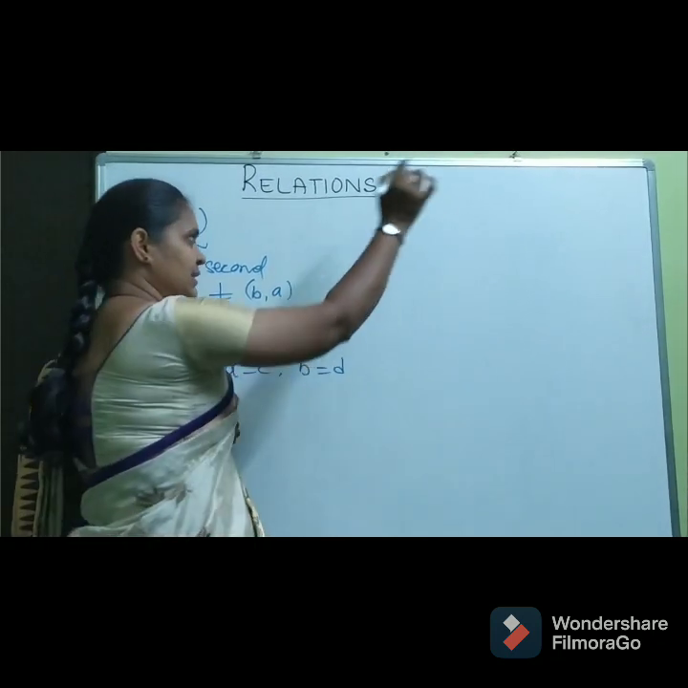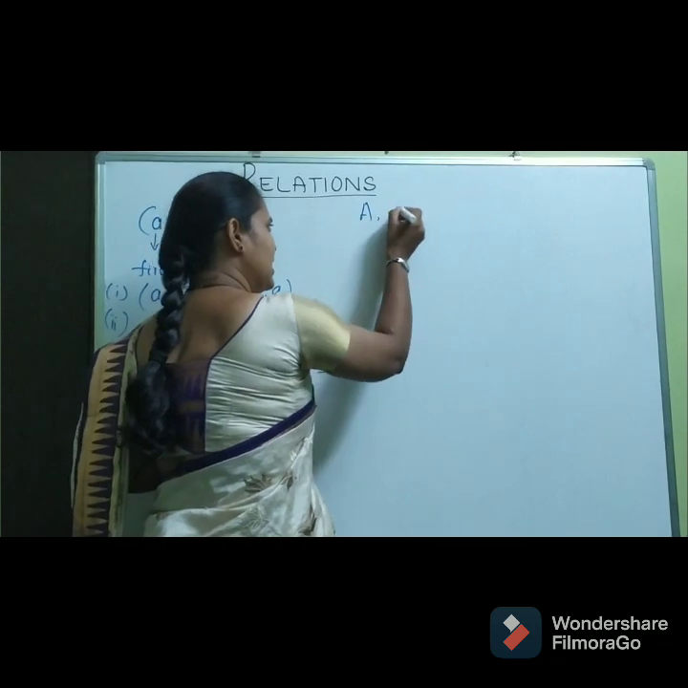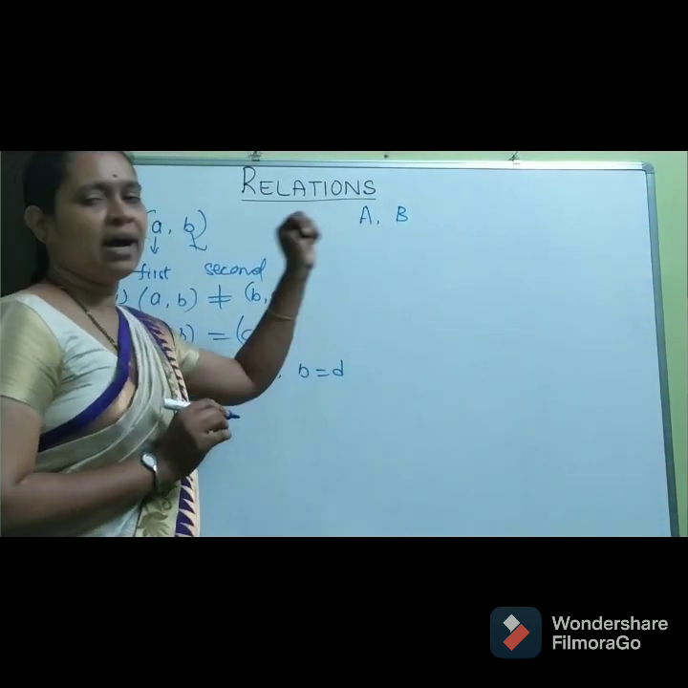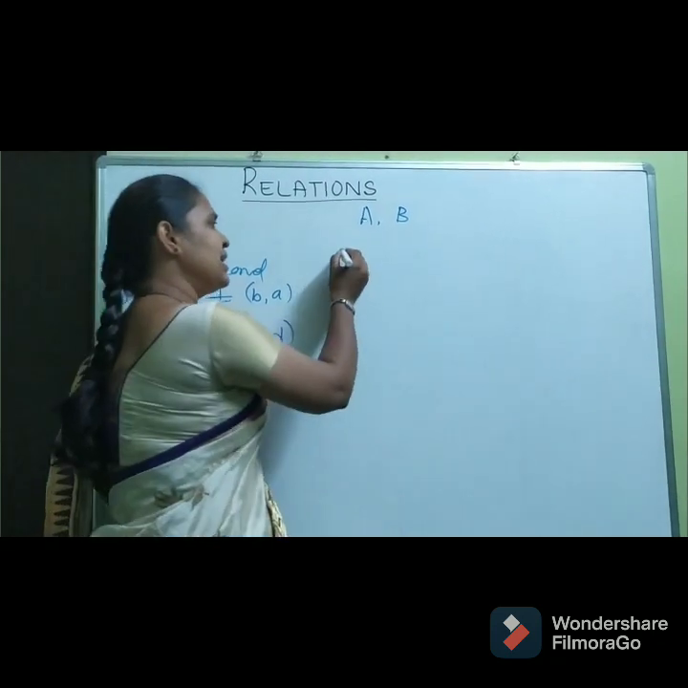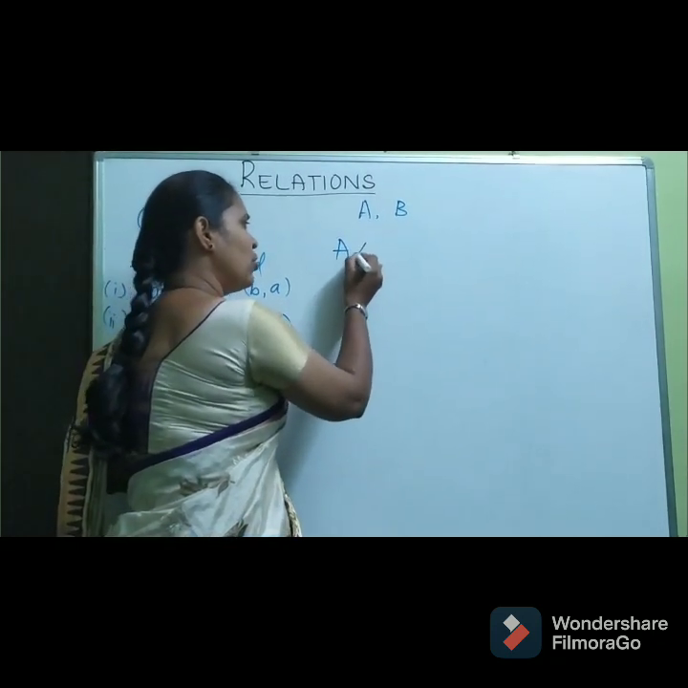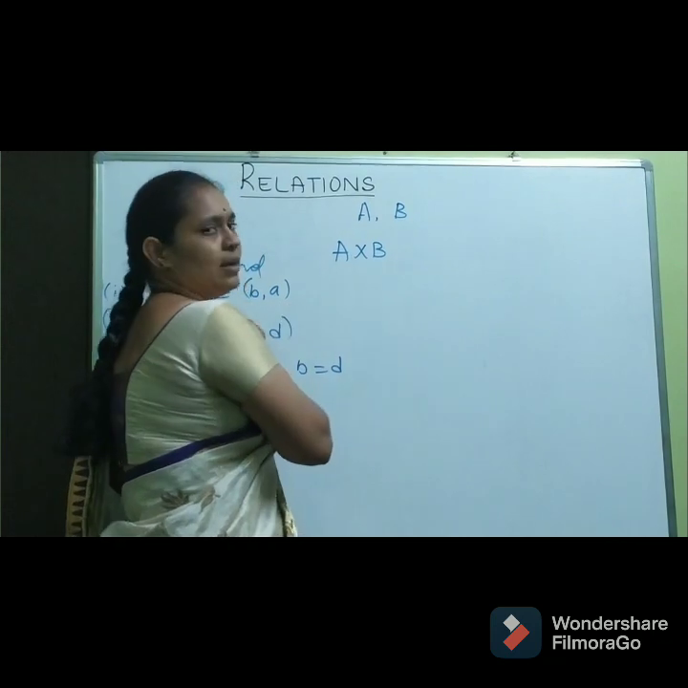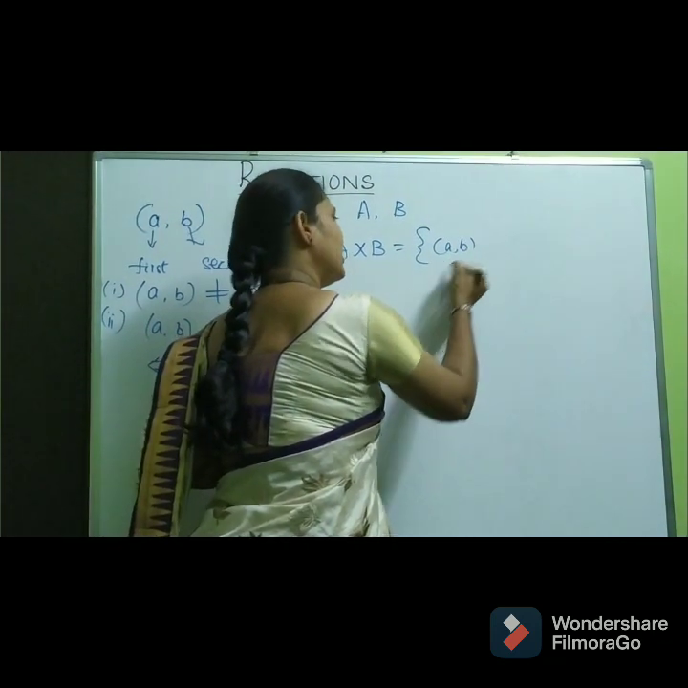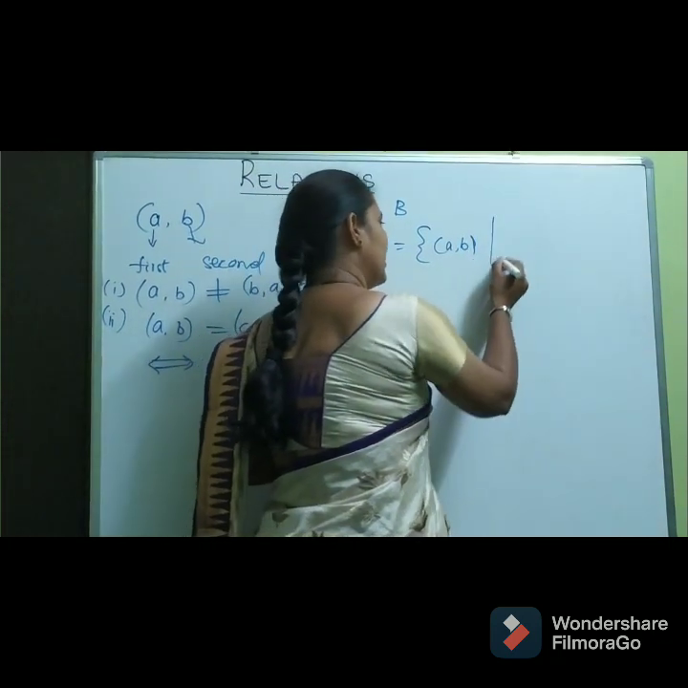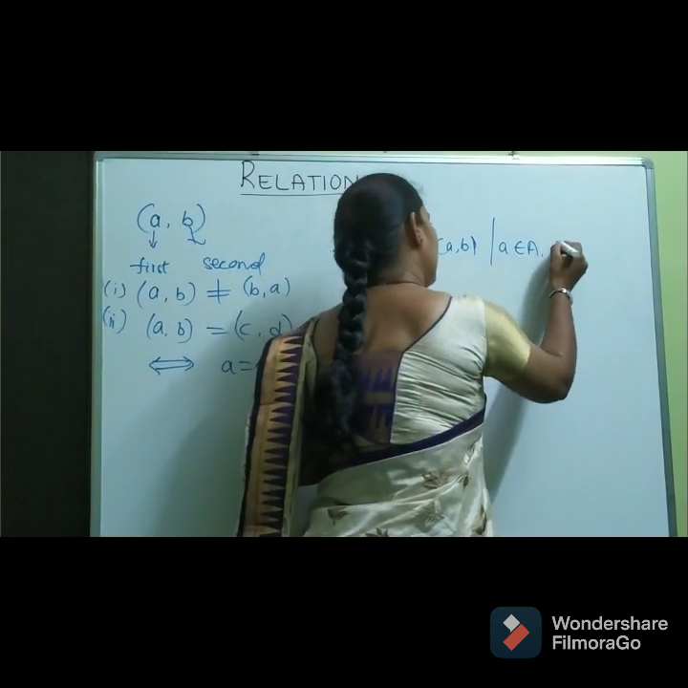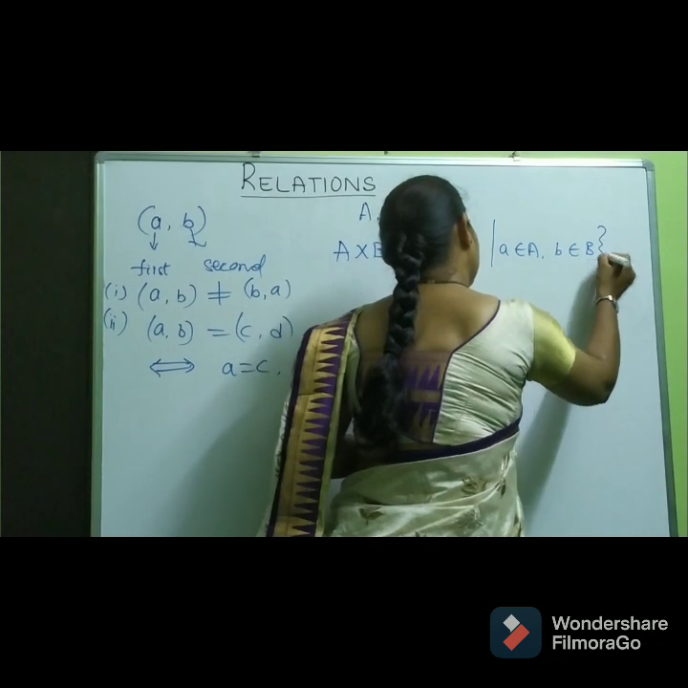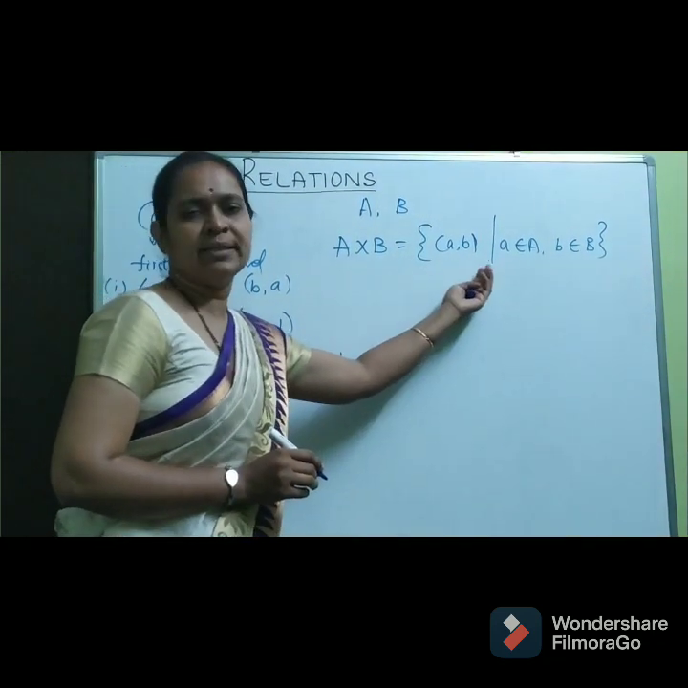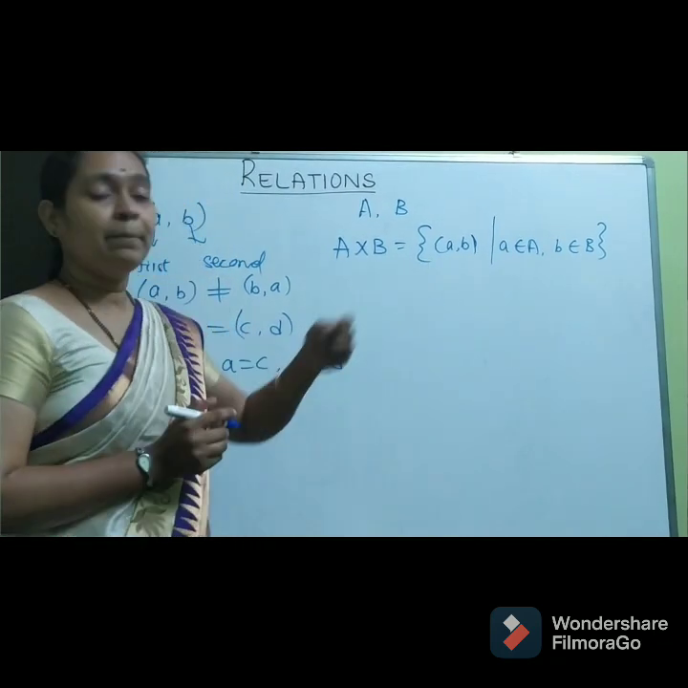Cartesian product of sets, to define that, let me take A and B are two non-empty sets. The Cartesian product is denoted by A cross B and is defined as A cross B is equal to the ordered pairs (a, b) such that a belongs to A, b belongs to B.